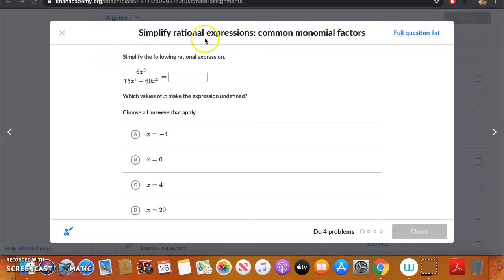Hi everybody. So today we're going to take a look at a couple of problems that deal with simplifying rational expressions which have common monomial factors.